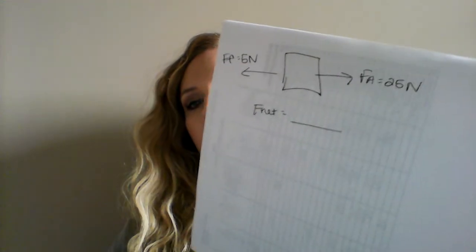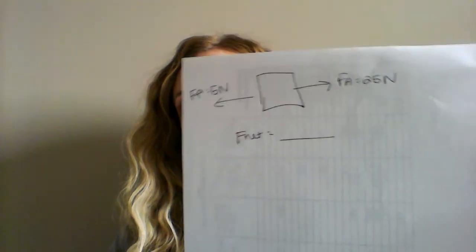If we're calculating the net force right here, it would be 25 minus 5, so our net force is going to be 20. I'm going to write in a net force of 20 newtons. Let's say that my box right here has a mass of 10 kilograms, so M equals 10 kilograms.